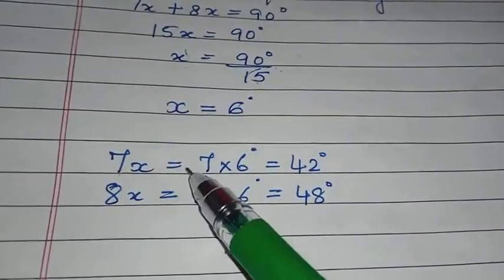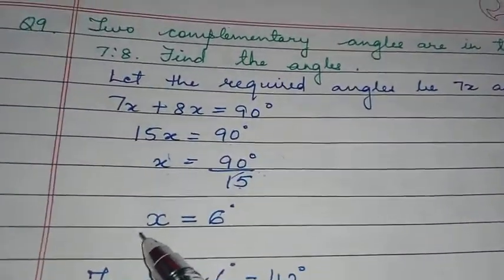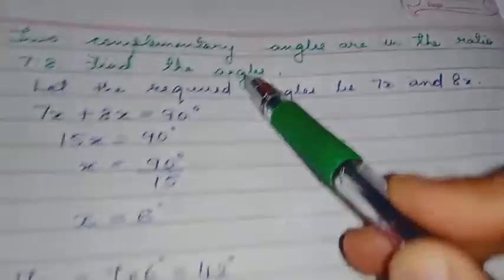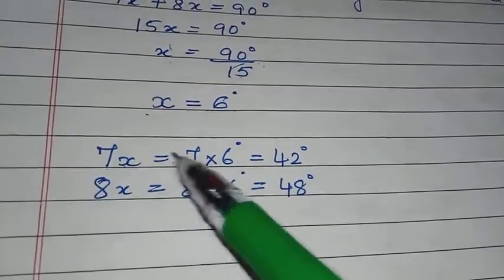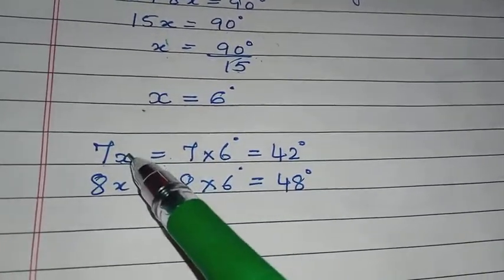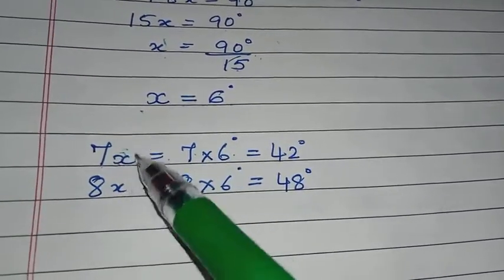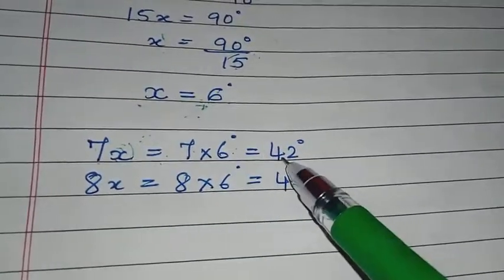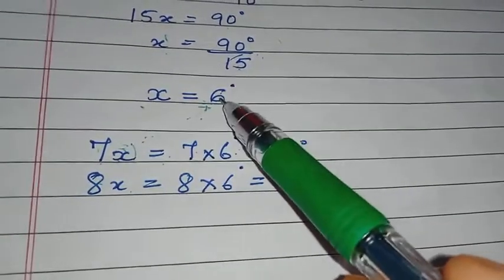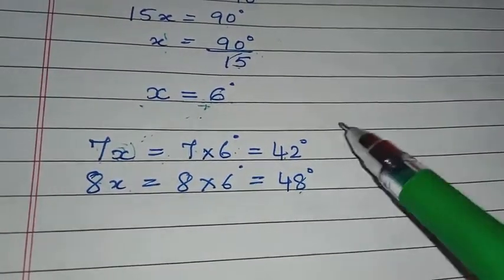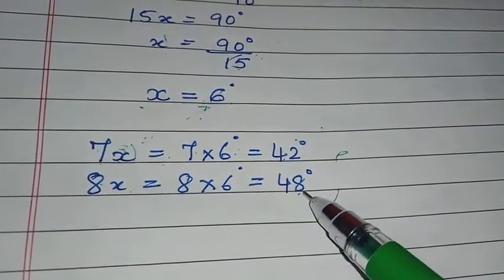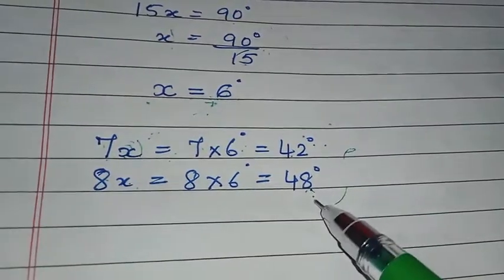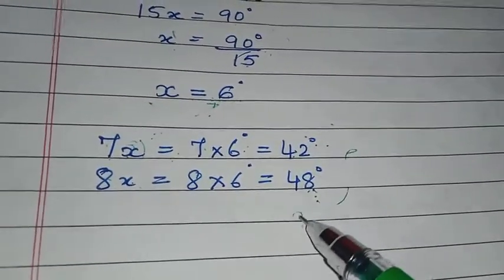But what is important here is to find the required angles. So our angles are 7x, which is equal to 7 multiplied by 6. Why 7 multiplied by 6? Because the value of x is 6. So 7 sixes are 42 degrees. 8x is 8 multiplied by 6, and 8 sixes are 48 degrees. So 7x is 42 degrees and 8x is 48 degrees. So 42 degrees plus 48 degrees is 90 degrees.